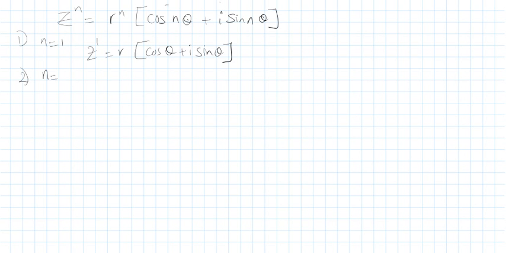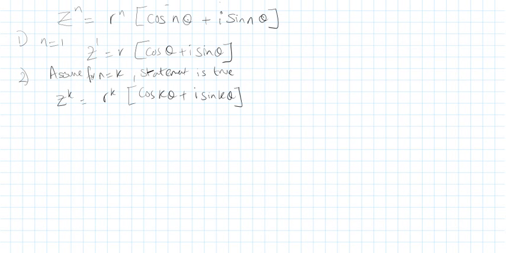And then step 2 is the assumption itself. In step 2, we are assuming that it's true for n equal to k. So we assume that for n equal to k, the statement is true. Okay, the statement is true. So what happens? If n is equal to k, then you get zk is equal to r to the power k, open brackets, cos k theta plus i sine k theta. So for n equal to k, this is what happened. Okay, this is the statement.